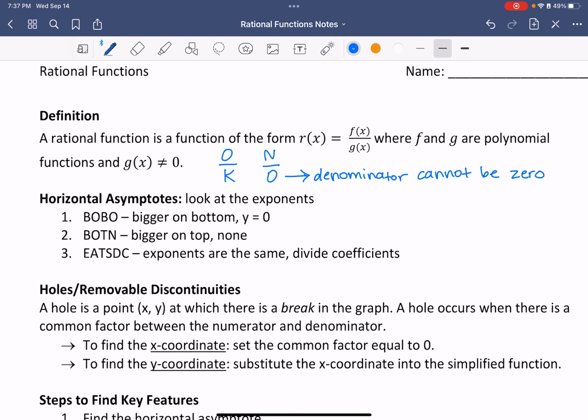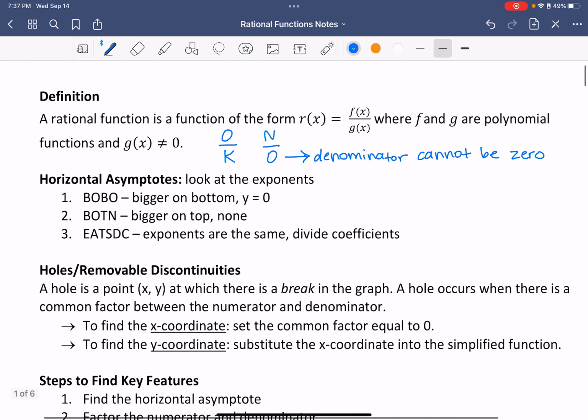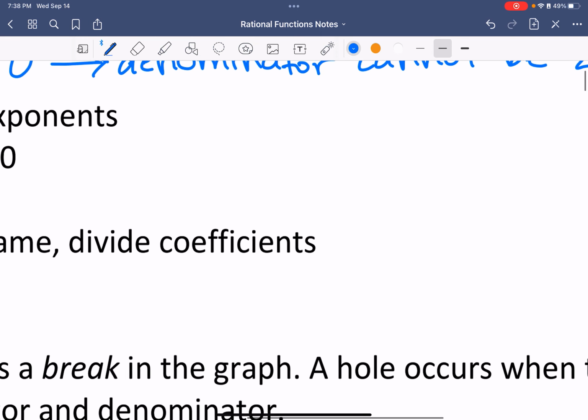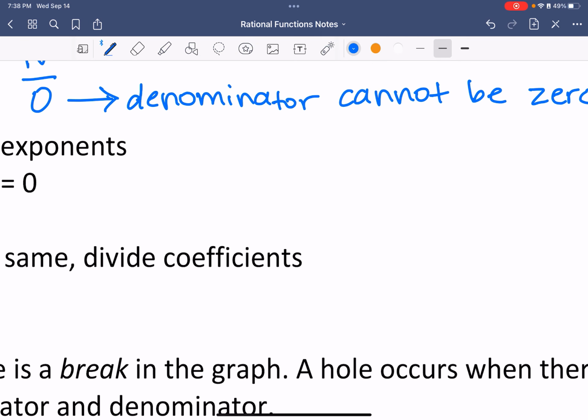So there's going to be a lot of key features that exist in a rational function. A first type of feature will be a horizontal asymptote. And for that, you're going to be looking at the exponents. The exponents are the little numbers behind the variables. I know sometimes you guys confuse them, so I'll put it here. The little numbers behind the variables.